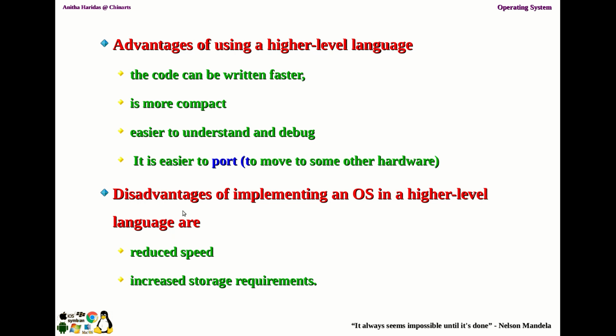Whereas the disadvantages are reduced speed, right? The execution may be a little slower compared to an assembly language program. And increased storage requirement, so you need increased storage for the operating system. If you write it in assembly language, say it may take only 100 MB, whereas if you write the same using C or C++, it will take more than 100 MB, right? So these are the advantages and disadvantages of implementing an operating system in high level languages.